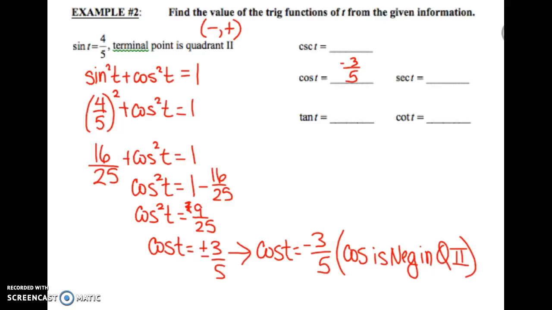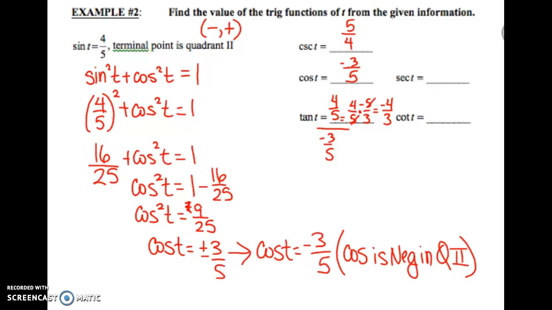We know cosecant is the reciprocal of sine. We were given sine. Sine was 4/5. So that means that cosecant has to be 5/4. Tangent is sine divided by cosine. So it's going to be 4/5 divided by negative 3/5, which becomes 4/5 times negative 5/3, which is negative 20 over 15, or if we reduce, we can divide by 5, we end up with negative 4/3. So that's my tangent, negative 4/3.